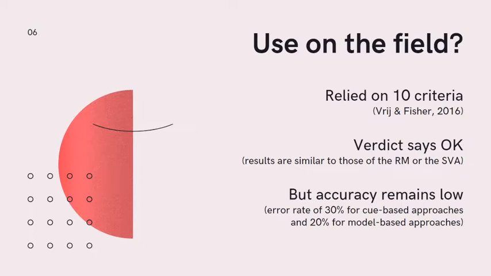The error rate for cue-based approaches is 30%, which is still huge. 1 out of 3 is wrong. And for model-based approaches, there seems to be an agreement around 20%, which is still 1 out of 5.